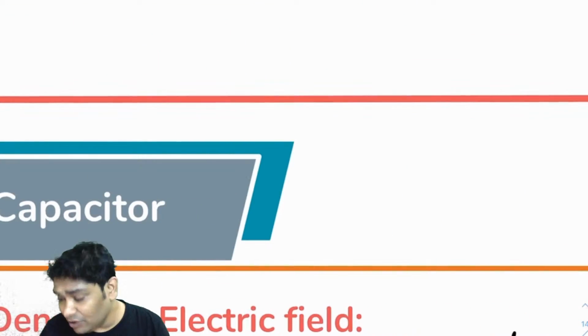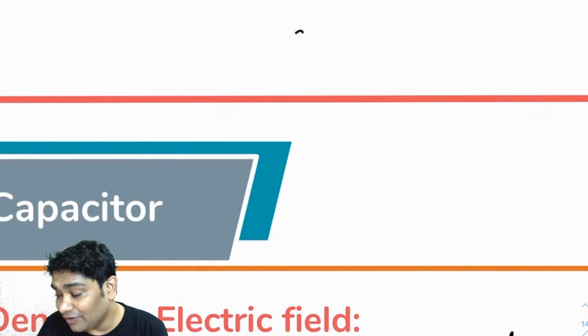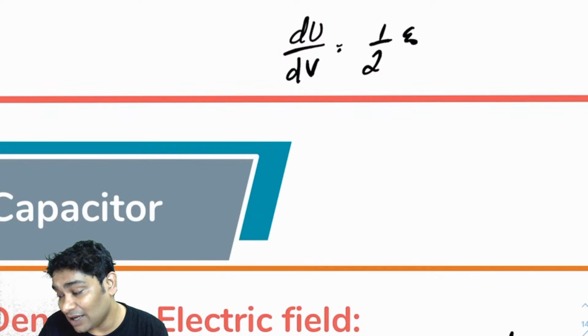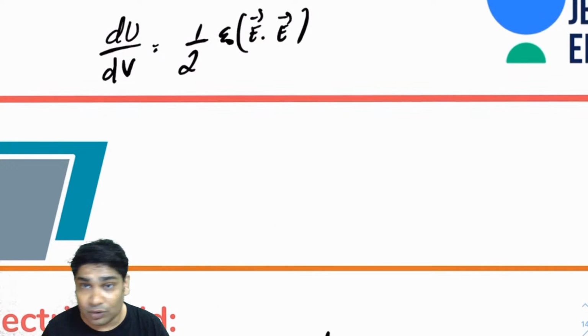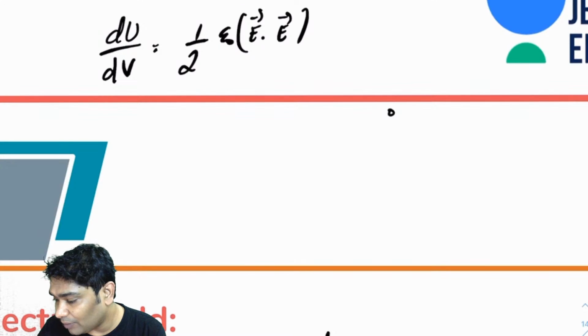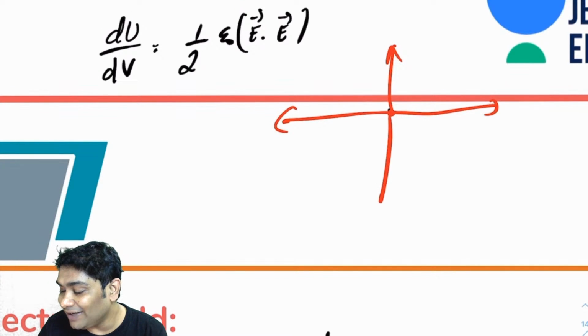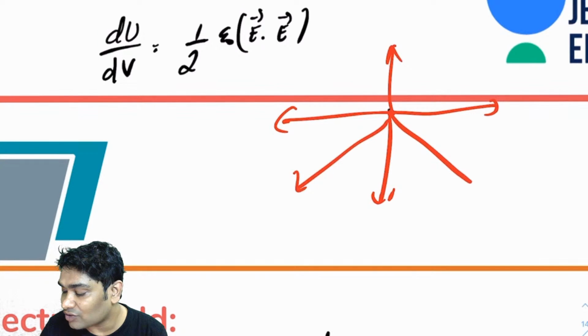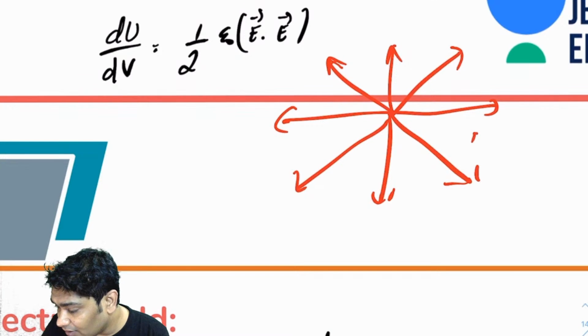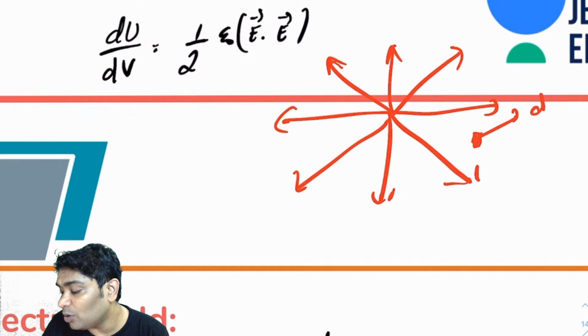If E was variable, then you take small volumes and then the differential form of this can be written as dU over dV equals half epsilon naught E vector dot E vector. So even if your field was varying, suppose you had a field of a plus Q charge. Imagine the field is continuously varying, falling off with 1 over r square. So you take a very, very small volume dV.